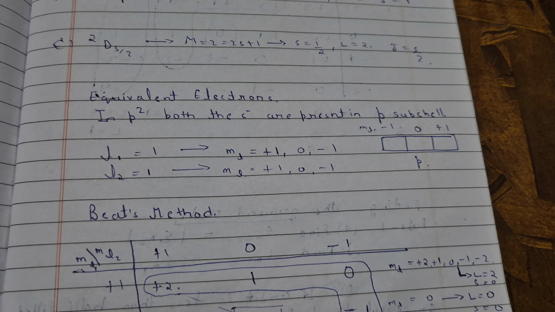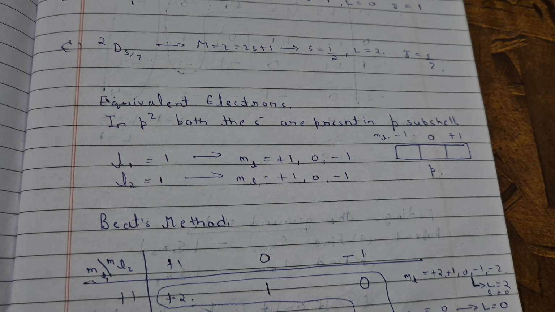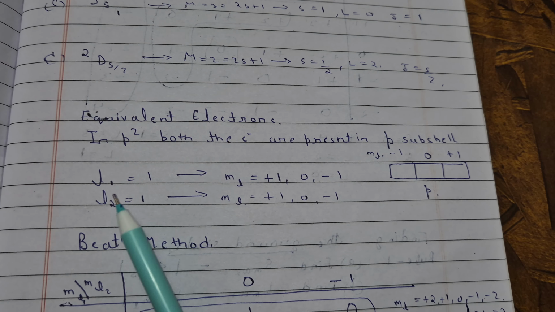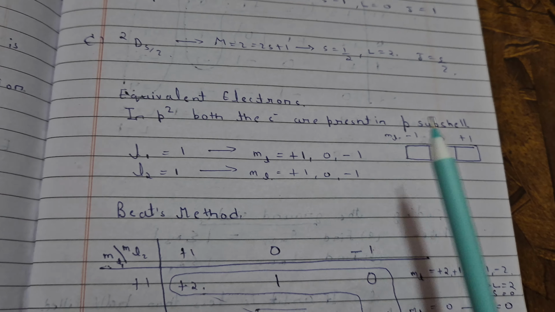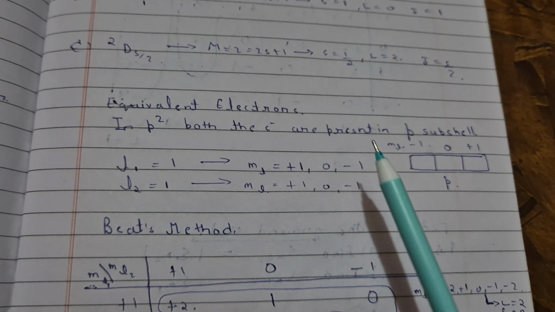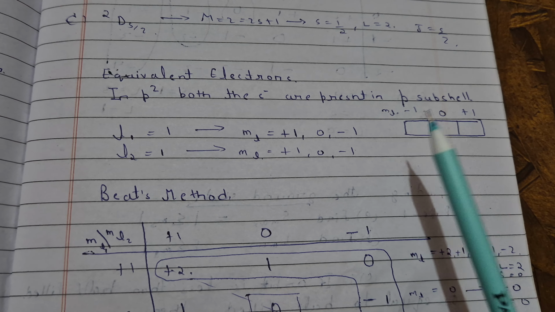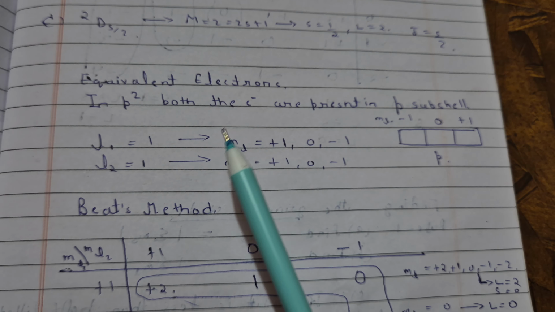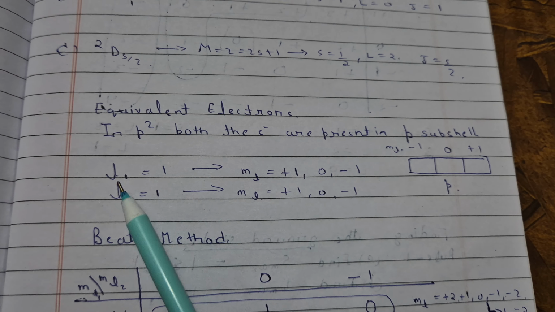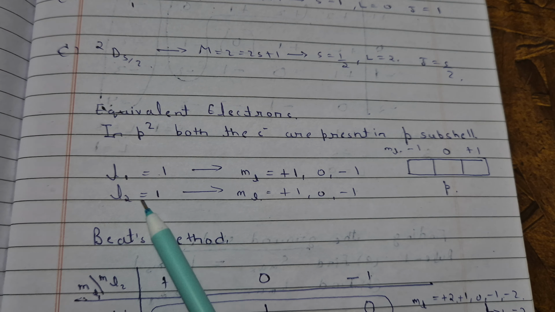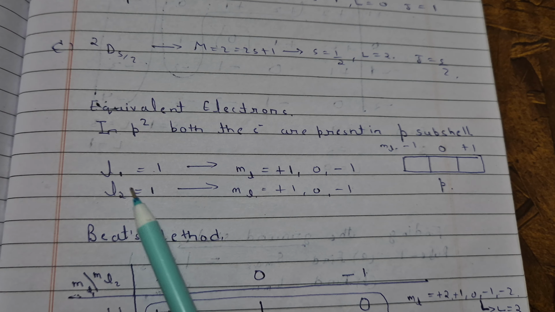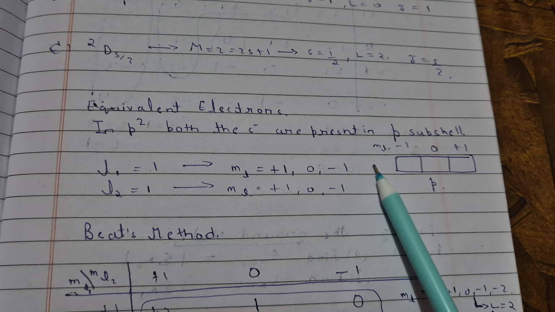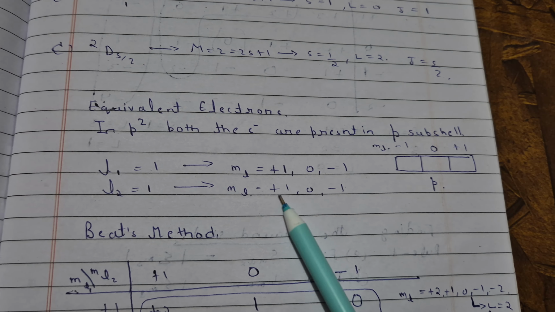That's why some L will combine with s equal to 0, and some L will combine with total s equal to 1. That would be very complex to remember, so that's why we have this Beta method. You only need to follow the method I will tell you. If it is given p2, then there will be L1 equal to 1 and L2 equal to 1. So for both these electrons, L1 and L2 will be 1, 1. For one, ML will be plus 1, 0, minus 1, and for the other, ML will be plus 1, 0, minus 1.